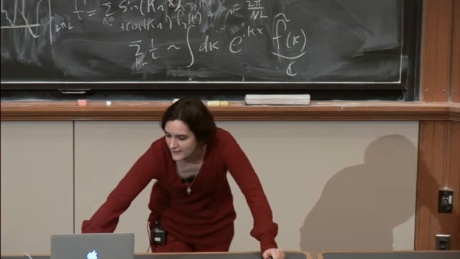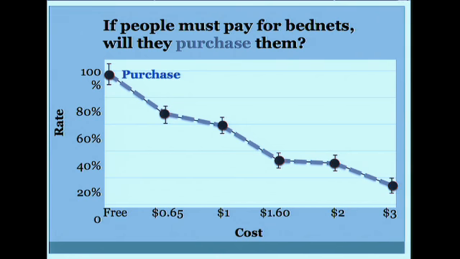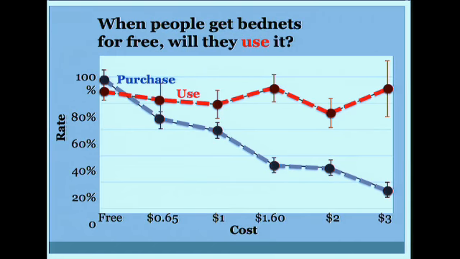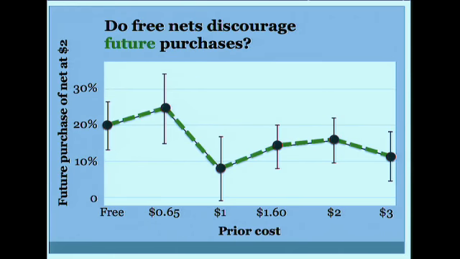So they find the same effect of price on purchase, that the more you pay, the less you get, quite steeply. They find the same lack of effect of price on whether you use. And so this is not pregnant women anymore. So this kind of generalizes the result a bit. And this is the effect on future purchases. The confidence bar is a little bit high.